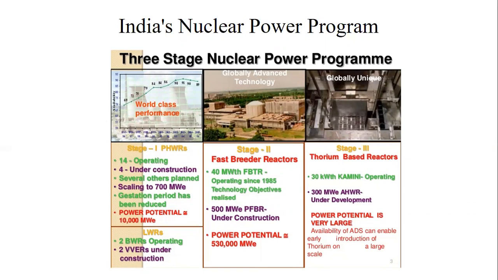And in the final stage, that is the third stage, uranium 233 will be used as a fuel and thorium as a blanket, producing more uranium 233 fuel than the fuel consumed in the fast and thermal reactors. India's nuclear power program is designed and governed by the Nuclear Power Corporation of India Limited.